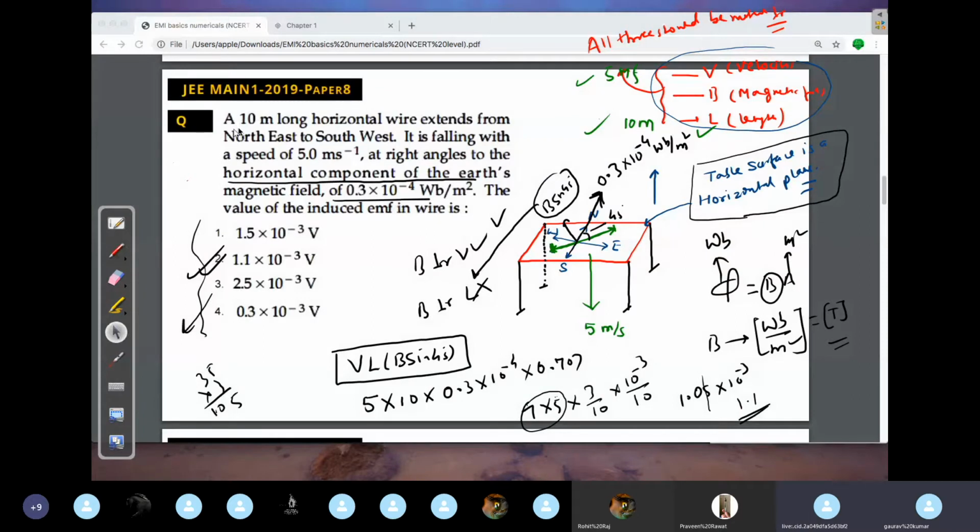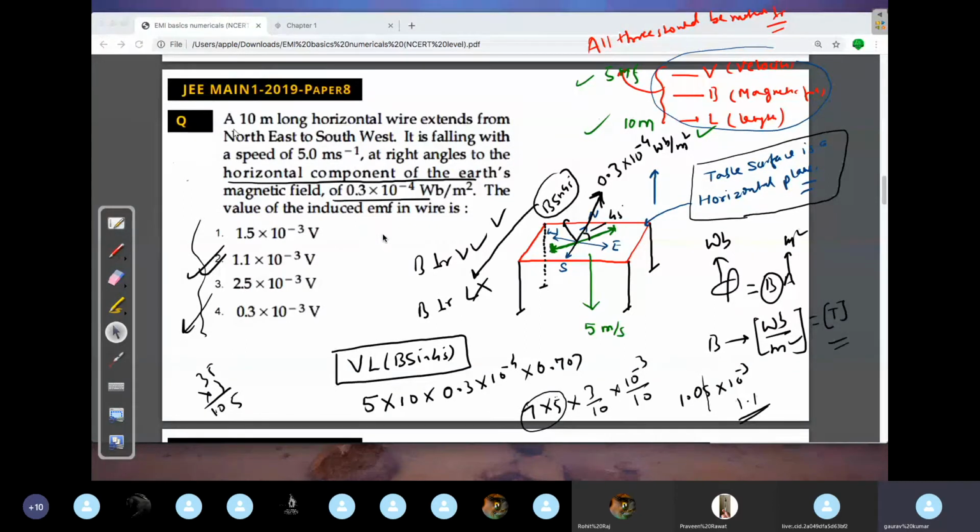See, the question is: a 10-meter long horizontal wire extends from northeast to southwest direction. It is falling with a speed of 5 meters per second at right angles to the horizontal component of the Earth's magnetic field, and the value is given to it. The value of induced EMF in the wire is?